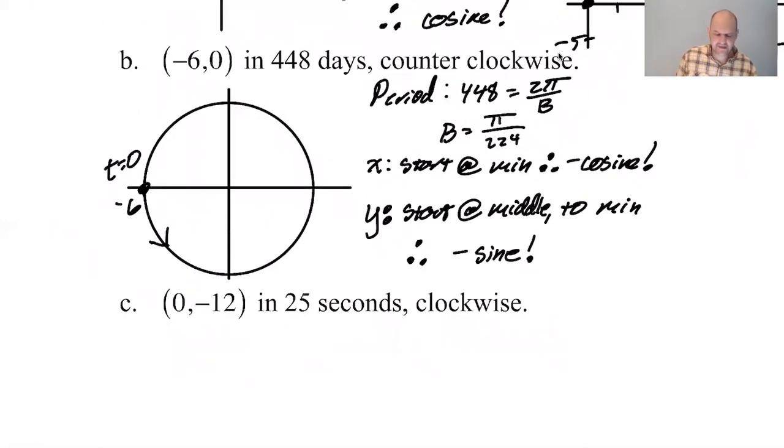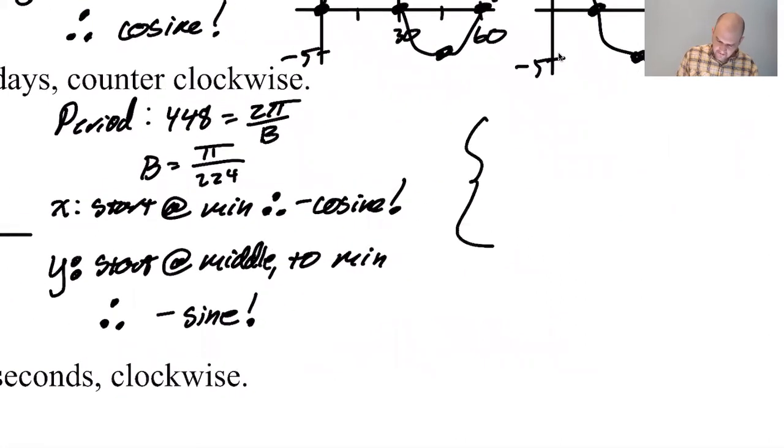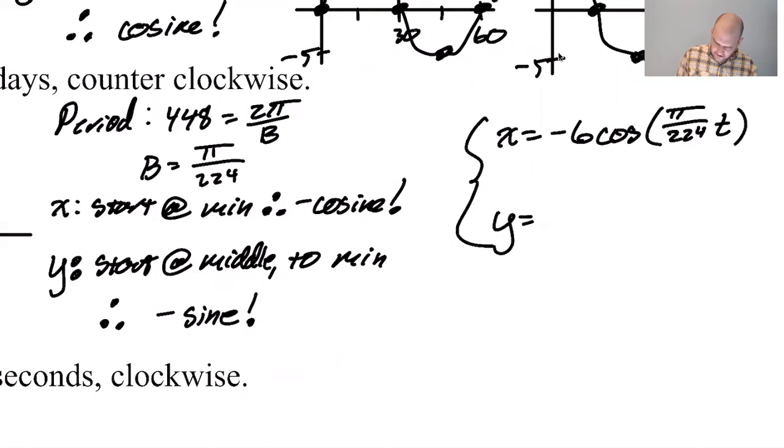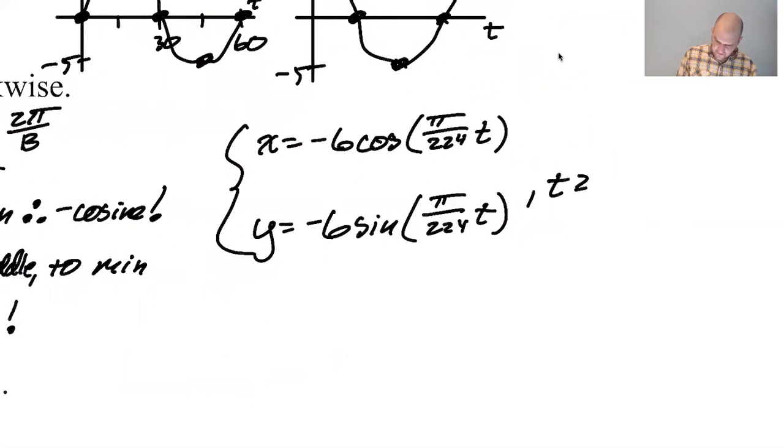And then I know the radius is 6 because this is 6. So let's write our equation. So x is, y is, all right, so negative cosine. So negative 6 cosine. B we said is pi over 24 t. And then sine, we also said is negative. Negative 6 sine of pi over 24 t. And then let's just let t be greater than or equal to 0, right?